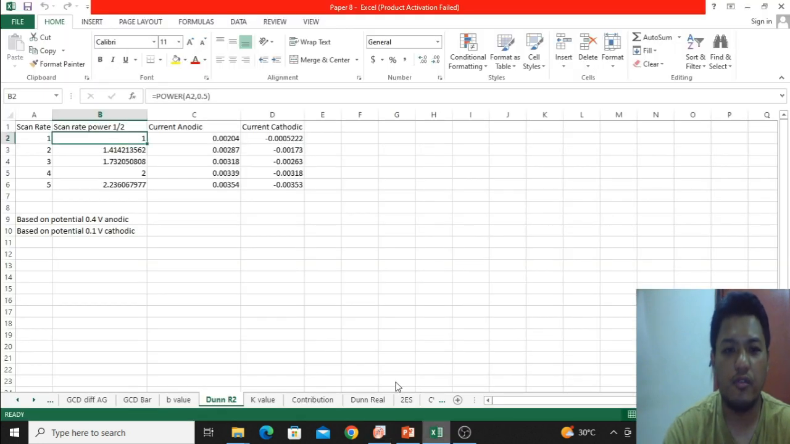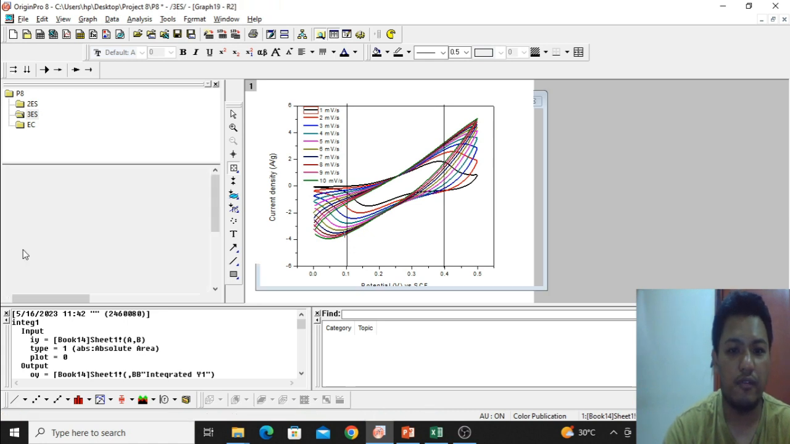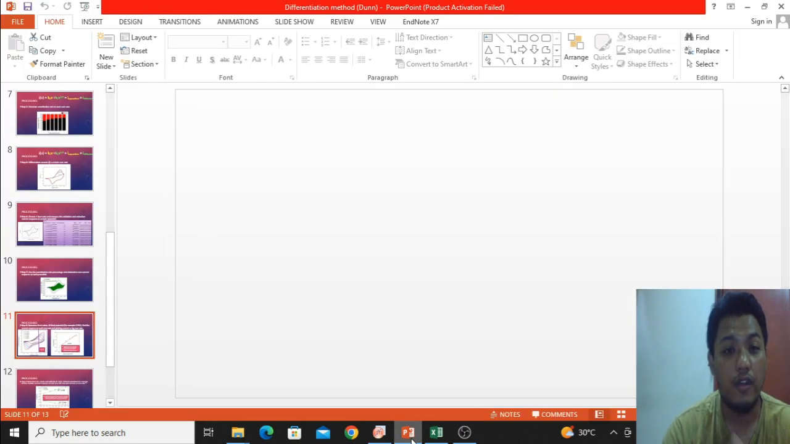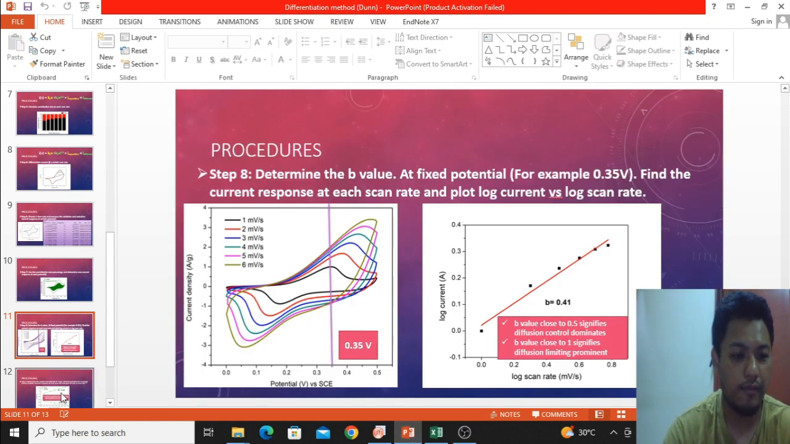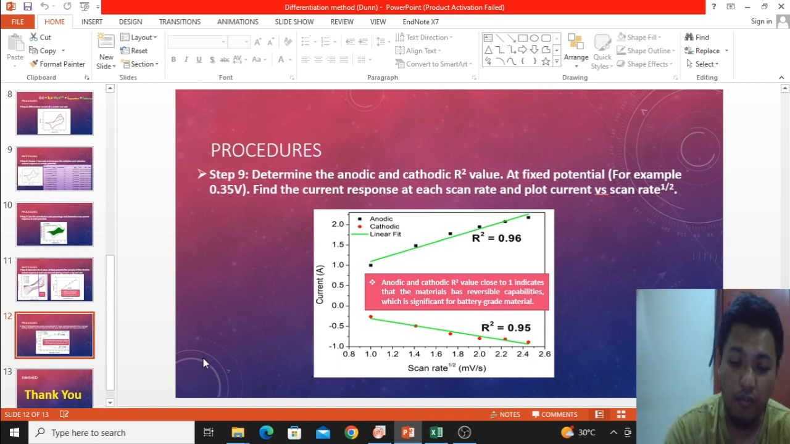So next, when you get it like this and you plot your data, you will get a very nice graph. I will show you a very good graph, which is the R square. Okay, this is the R square graph. Then you can determine whether your sample has a good R square or not. From the example I already showed you, anodic and cathodic R square values close to 1 indicate that the material has a reversible capacity. So it's good. Okay, then we already know our B value, we already know our R square.